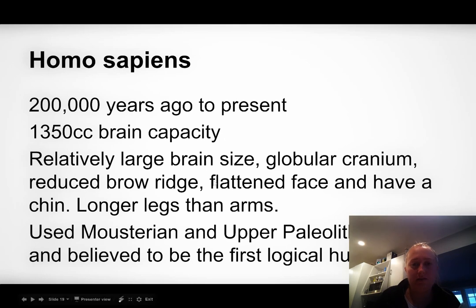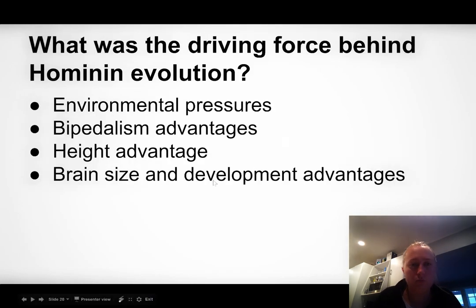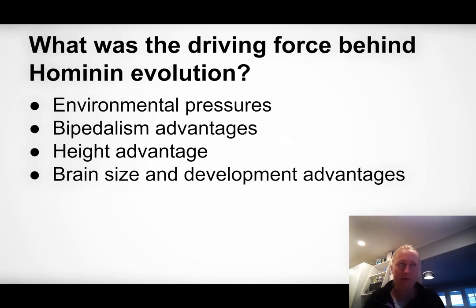So that is us. So what was the driving force behind hominin evolution? What made us go from something like a chimpanzee to what we are today? One of the first things is environmental pressures. We had an ice age right in the middle there, and the Neanderthals were actually better suited to living in those conditions, but somehow we survived and they didn't. Well before that ice age, we were losing trees, we were getting more open grasslands rather than rainforests.